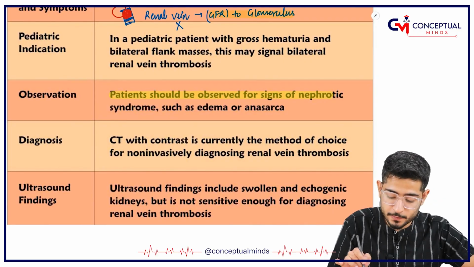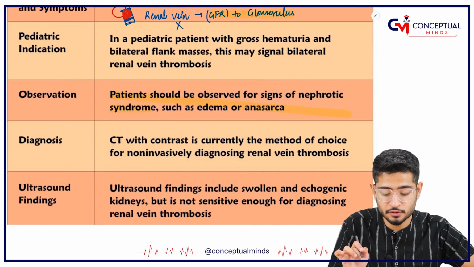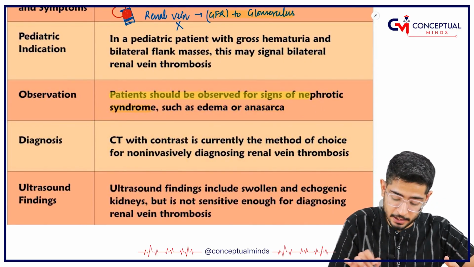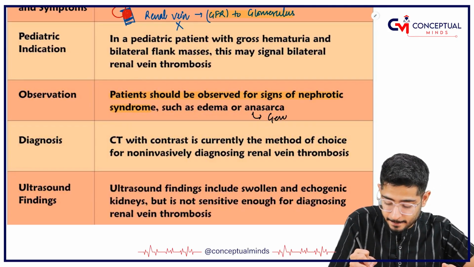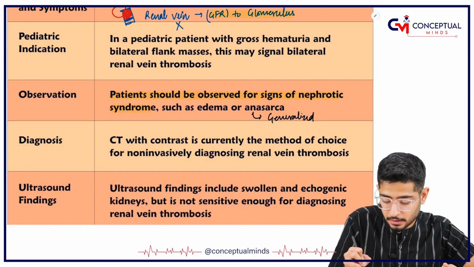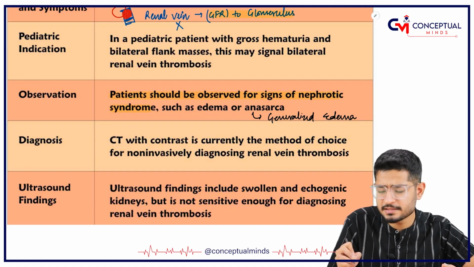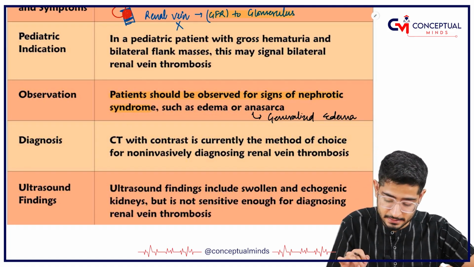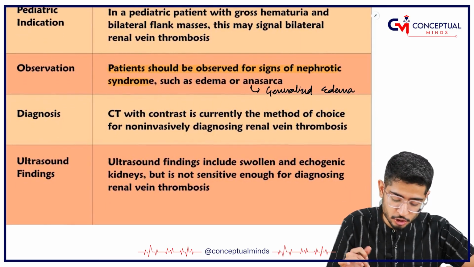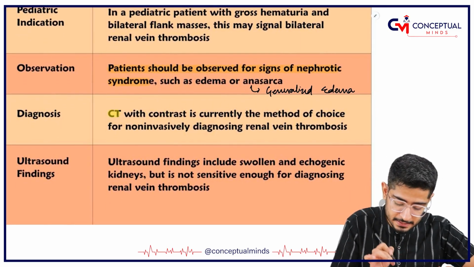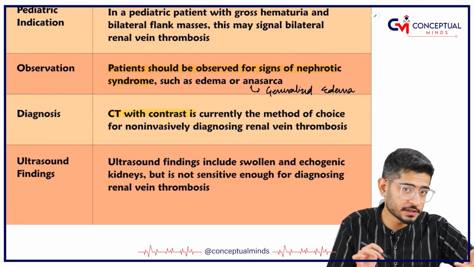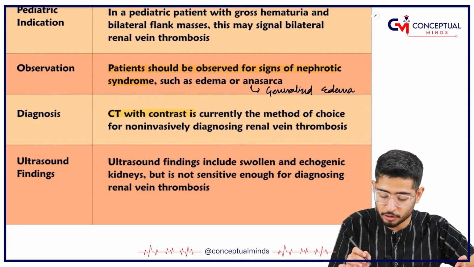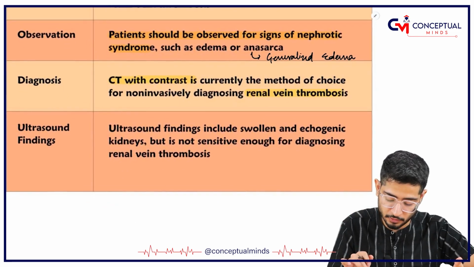So what do you have to do? The patient should be observed for signs of nephrotic syndrome like anasarca and edema. What is anasarca? Anasarca is generalized edema. I'll teach you these things specifically when we discuss nephrotic syndrome. How will you diagnose? You have to do a CT scan with contrast to check if there is any renal vein thrombus.